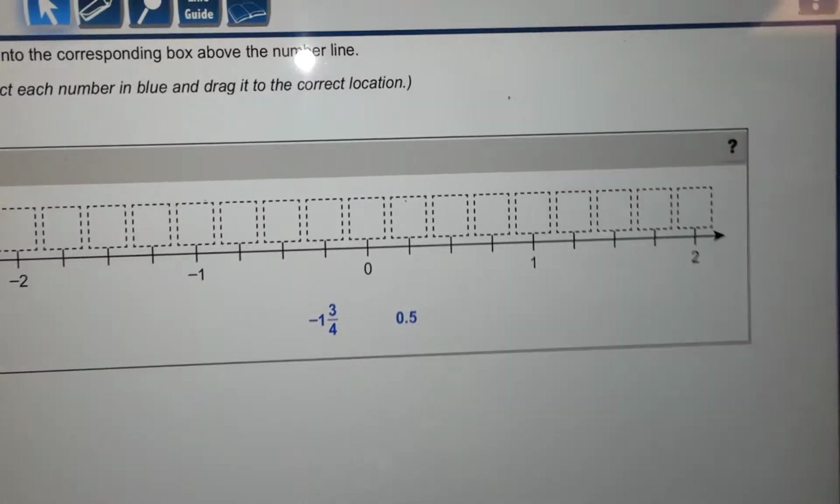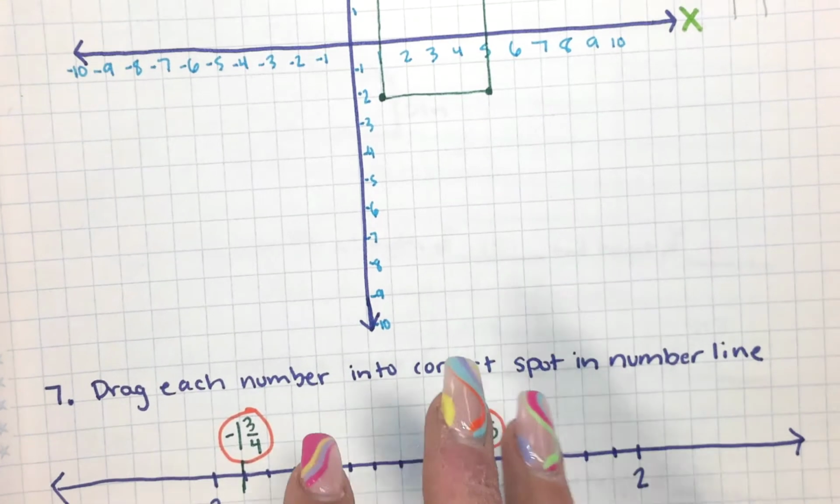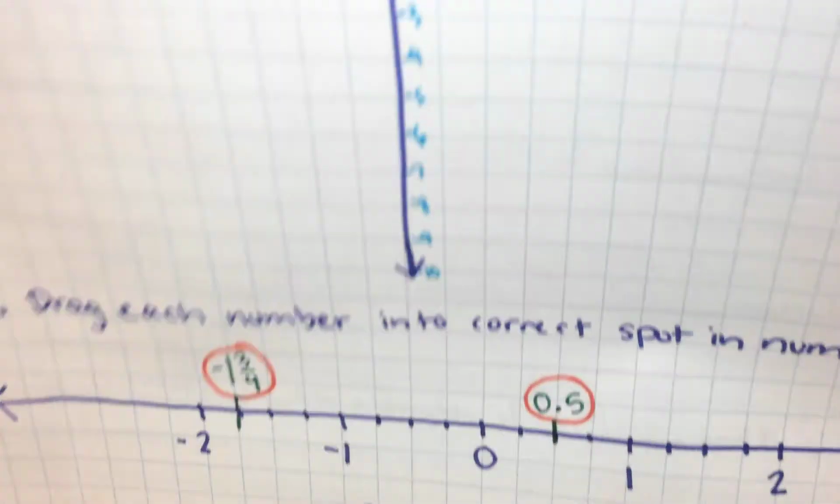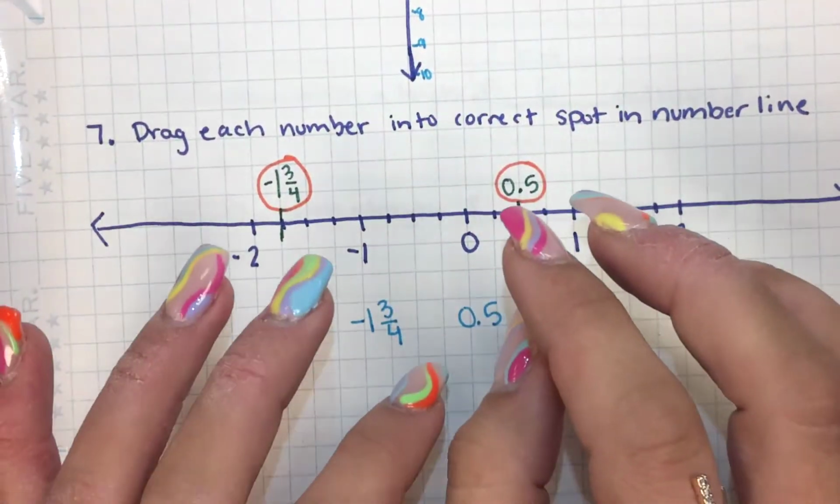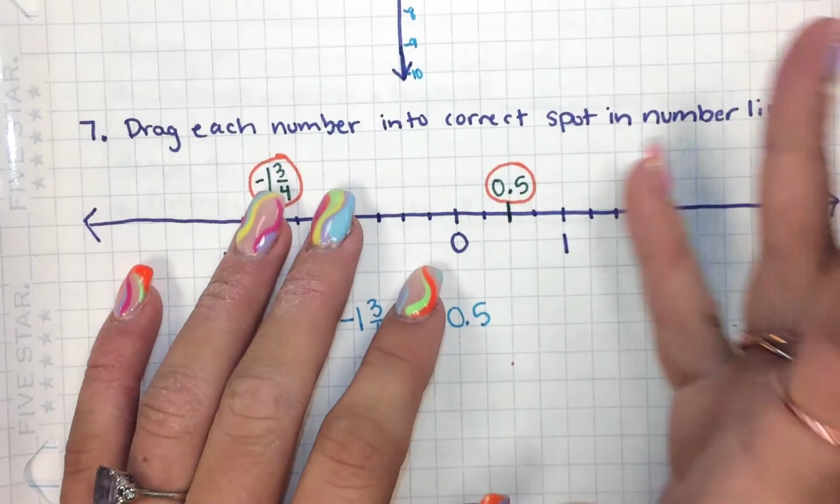All right, this one. I don't know why this one was such a struggle. So you drag each number into the correct spot on the number line. So this was difficult because 0.5 obviously is what?